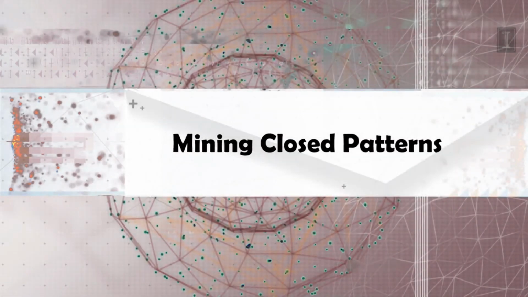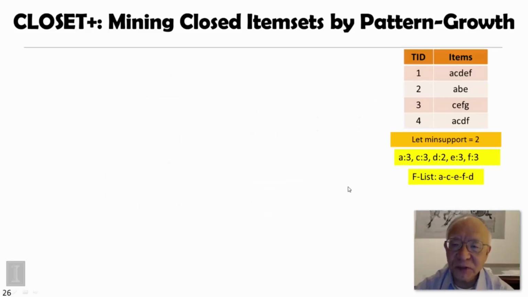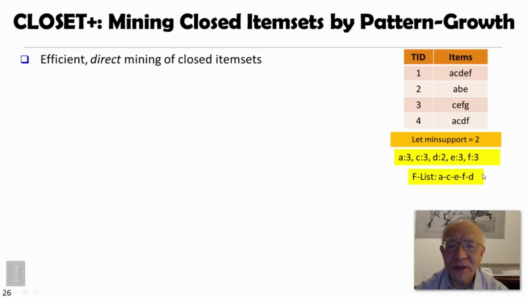Hi, in this final session of this lecture, we're going to discuss mining closed patterns. As we already know, a closed pattern is a compressed form, but it's a lossless compression of frequent patterns. So mining these closed item sets is very interesting and useful. And with the pattern growth approach, there's one interesting method developed called CLOSET+. Let's look at this CLOSET+, how to develop efficient direct mining of closed item sets.